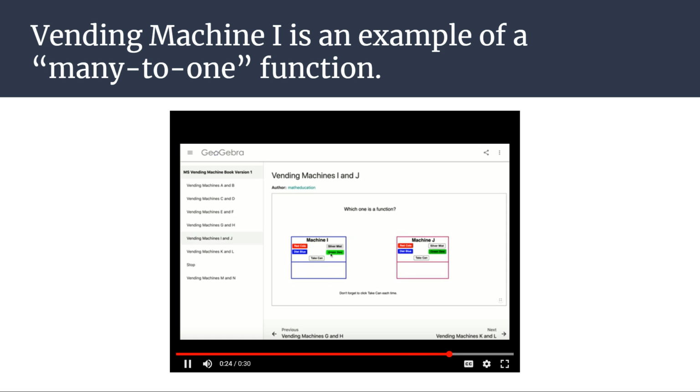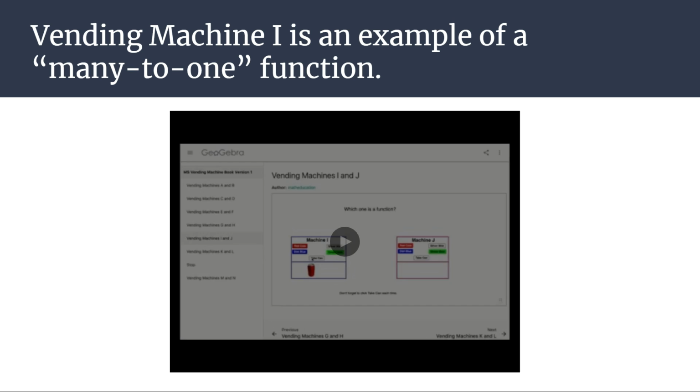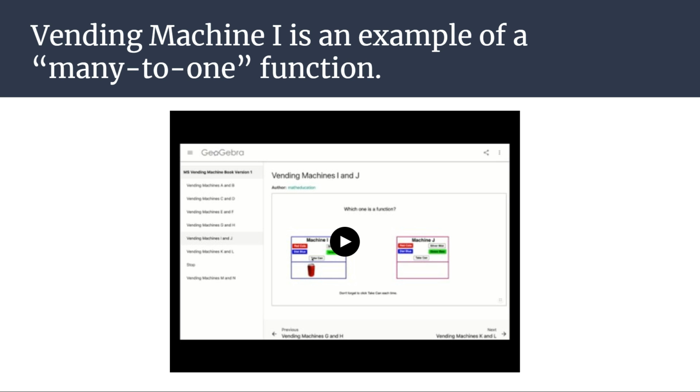And then if I press the green, it kept on giving me the green one. Okay? So it doesn't matter that the colors didn't match up. It just matters that it was still programmed to give me one thing. Press the blue button, it gives me the silver soda. So there were two different buttons, many, which went to one output of the silver can of soda. Okay? And that's still a function.